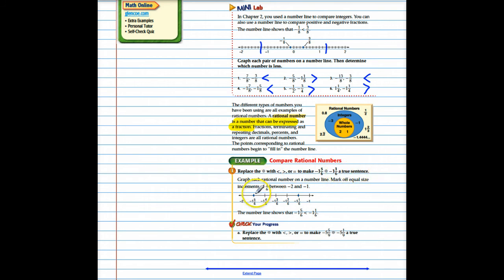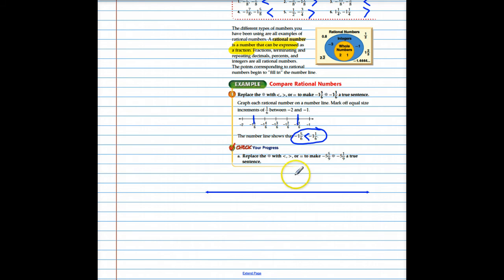Well, you can see on the number line, here's negative 1 5/6. Here's negative 1 1/6. Again, to the right on the number line is negative 1 1/6, which makes it greater than negative 1 5/6.